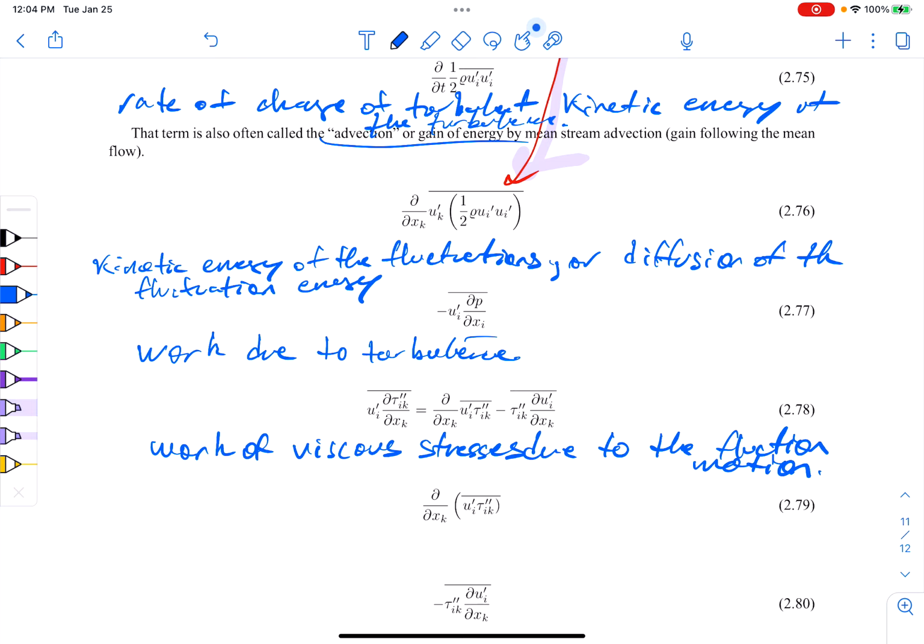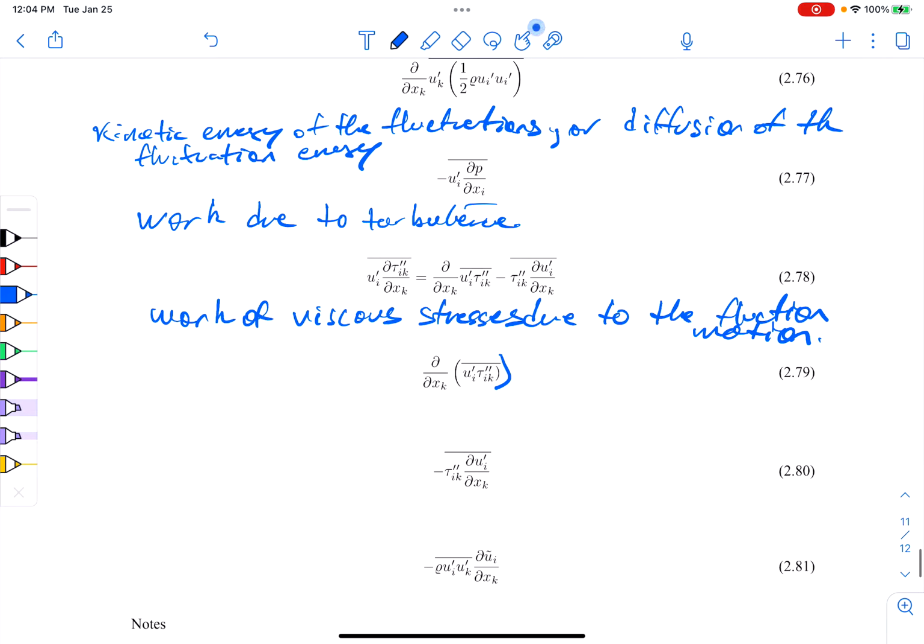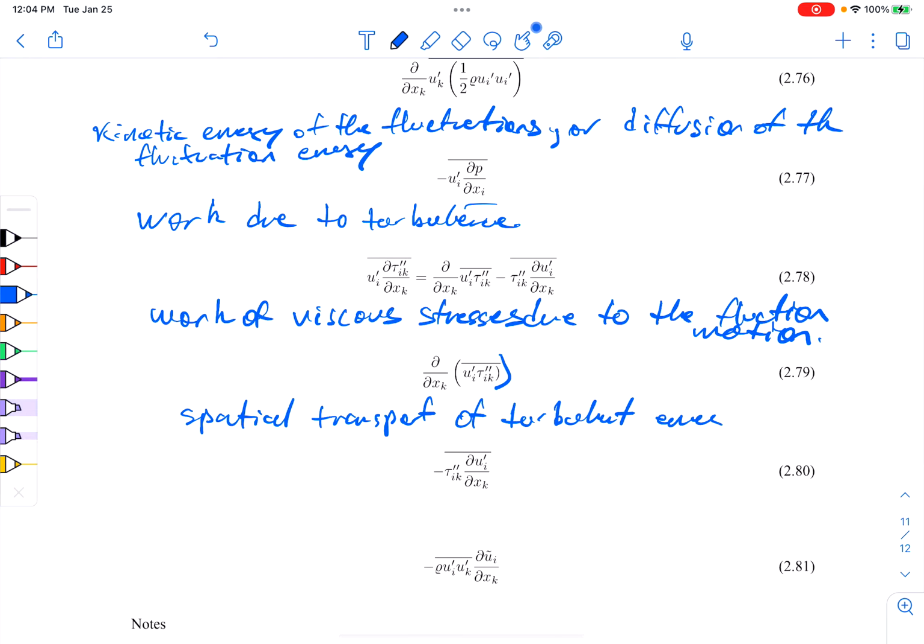Oh, looks like my parentheses should be outside there, small mistype. What is this term? Well, it's a spatial derivative, so it's a spatial transport of turbulent energy by viscous forces.